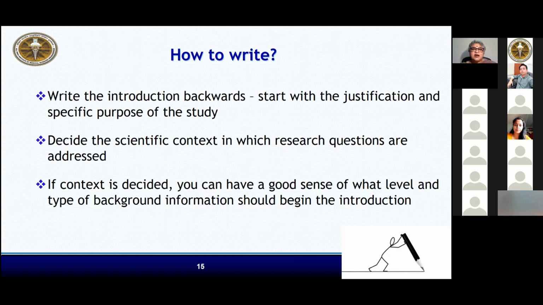Then you go to the second one, the scientific context in which the research questions are addressed. And then you know what to put into your background information, how to begin. So start from the last part first. You'll be able to write it in a much easier way. This is what I have found.